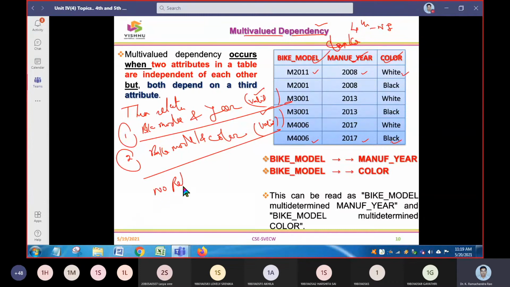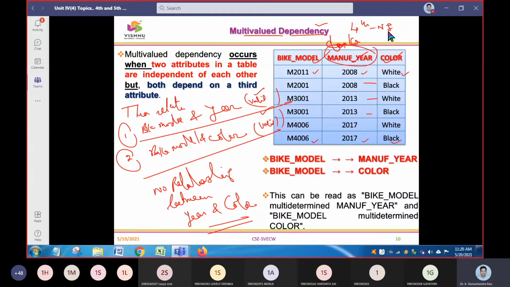No relationship between year and color. Okay. So what inference will we get? If I relate year and color, there is no meaning, right? 2008 black, 2013 white, 2013 black. So what is the relation there? There is no meaningful relation.